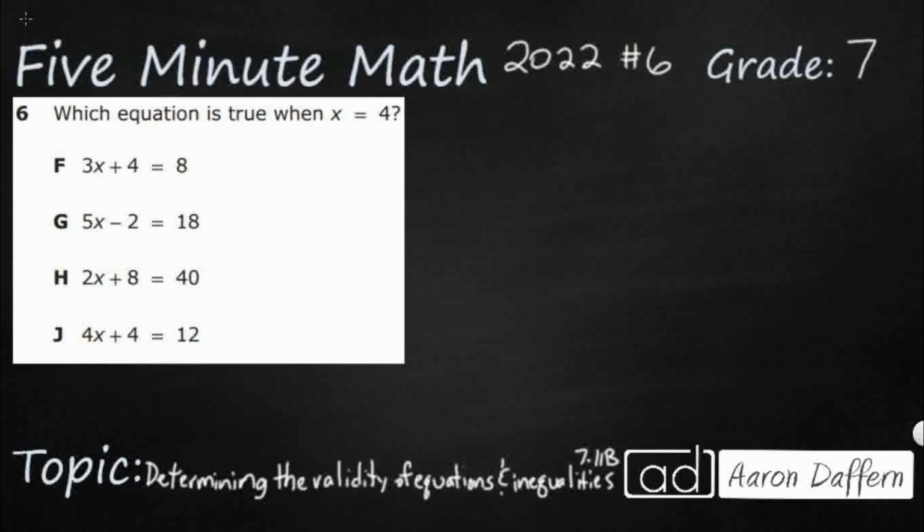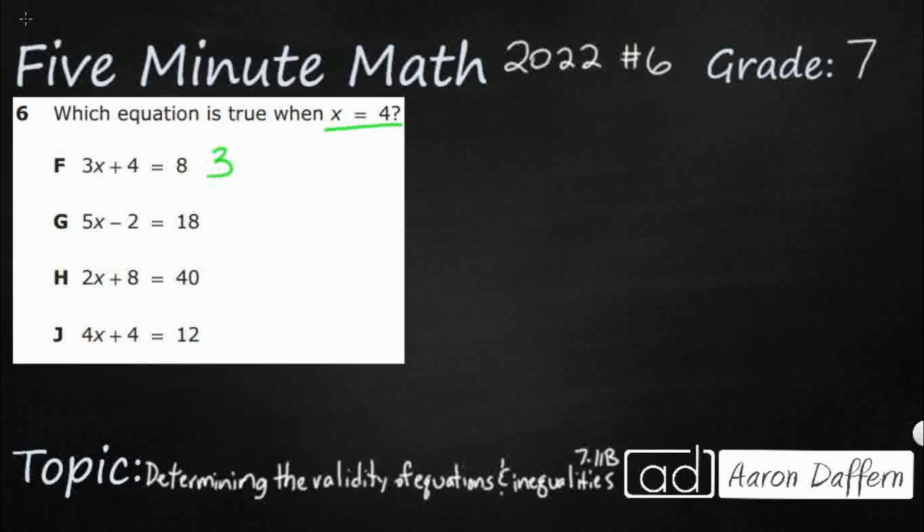So we've got 4 different equations here. We simply need to use substitution here to get a valid equation when x equals 4. All right, so let's just start plugging these in. What we're going to do here is just substitute in that 4 for x.